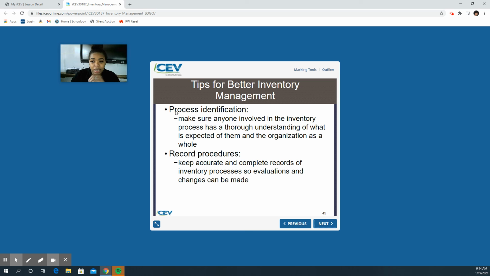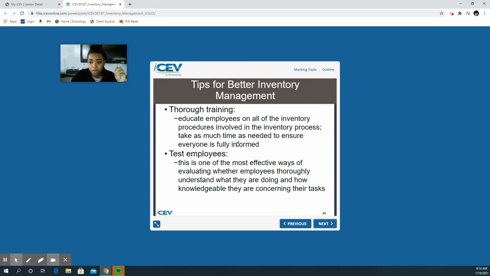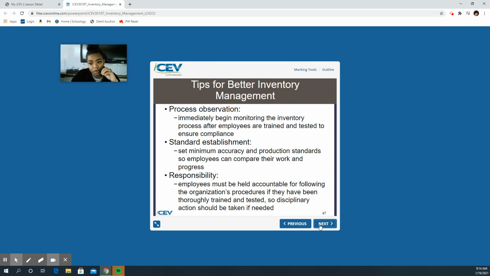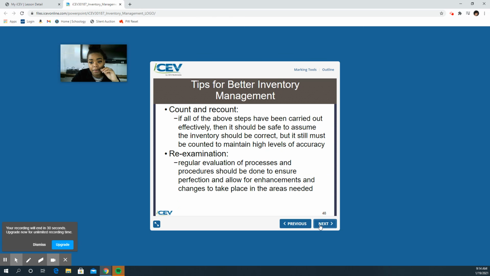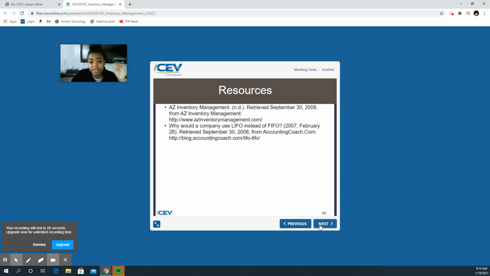The best way to make better inventory management is to identify the process that you're going to use and use it. You're going to record your procedures and keep accurate records of everything. You're going to have thorough training. You're going to train your employees how to make sure that everything in inventory is good. And you're also going to test to make sure that they understand how to do proper inventory. Okay. So here are some more tips for better management. I'm not going to go through all of them. And that is the end.